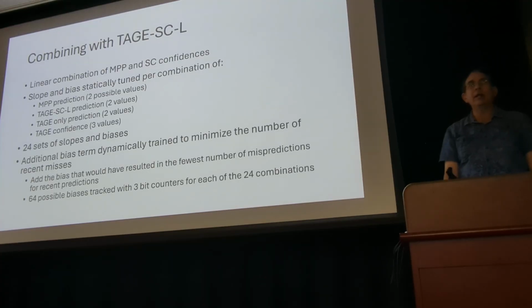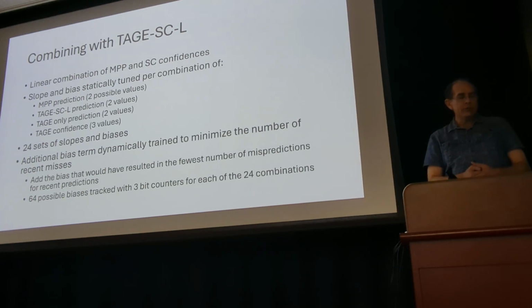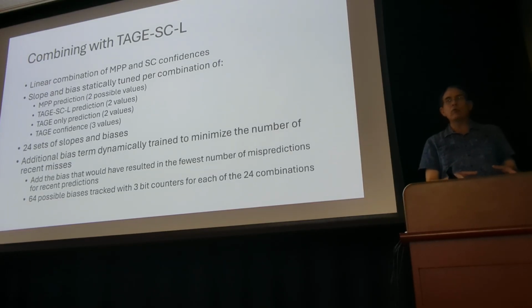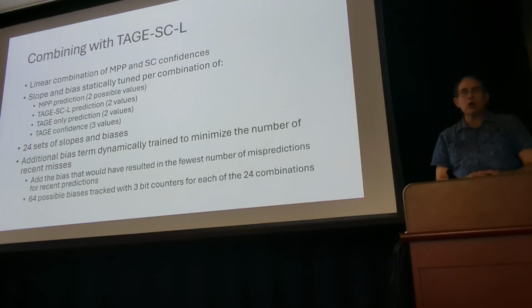To combine it with TageSCL, I pretty much left TageSCL alone, except I applied this transfer function also to the statistical corrector. The final prediction for my predictor is a linear combination of MPP and SC confidences. The slope and bias of these linear combinations are tuned per combination of MPP prediction, TageSCL prediction, Tage-only prediction, and Tage confidence. That gives me 24 sets of slopes and biases, most of which I tuned individually, and that helped a little. There's an additional bias term that's dynamically determined to minimize the number of recent misses.